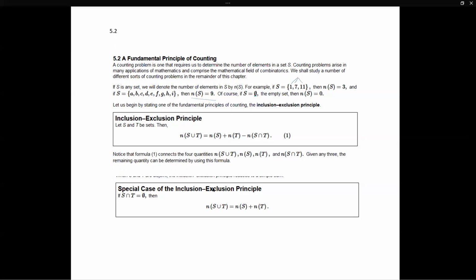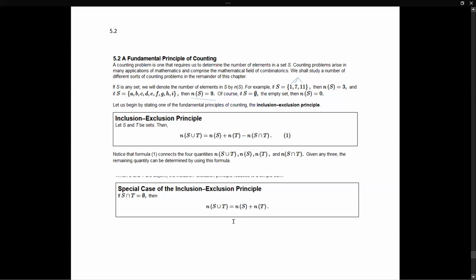There is also a special case, of course, that we saw with disjoint sets, where there are no common elements and the intersection is empty. In that case, the number of elements in the union is going to be the sum of the number of elements of each set.